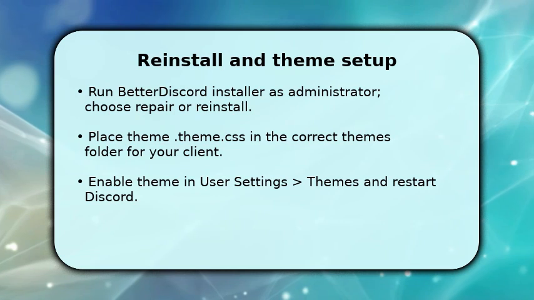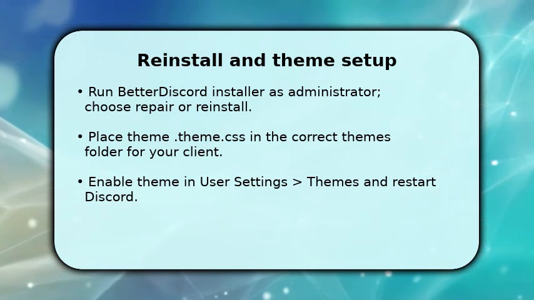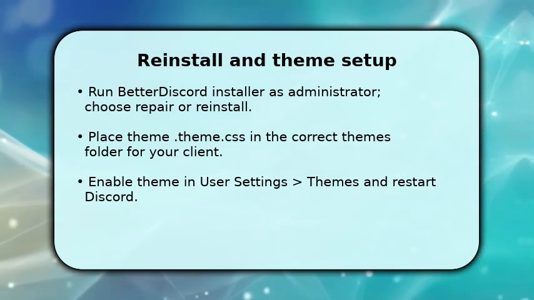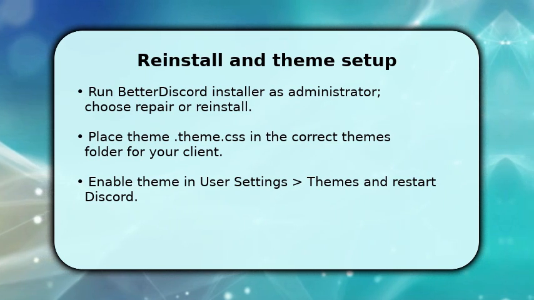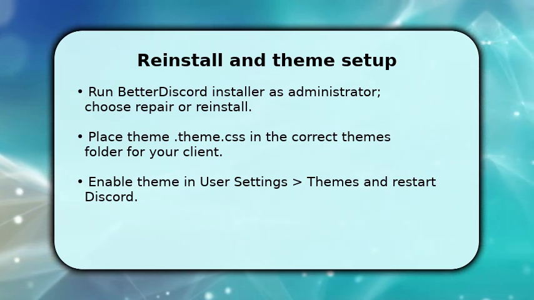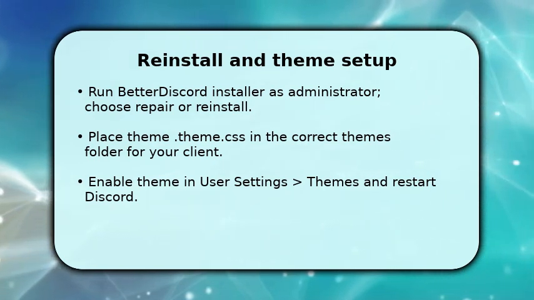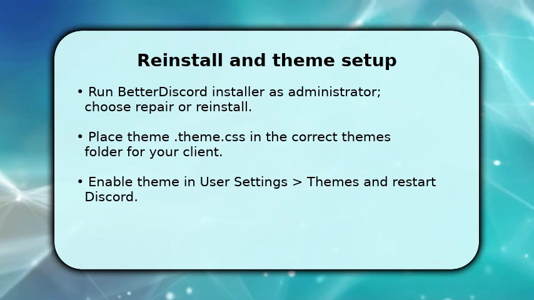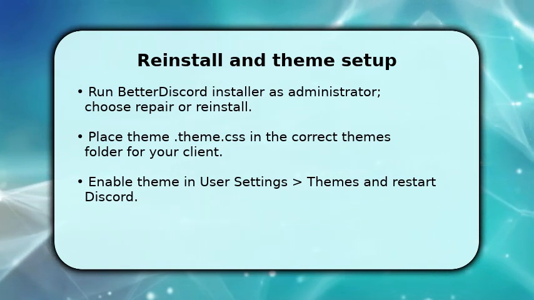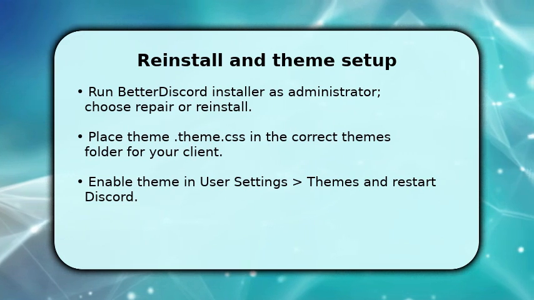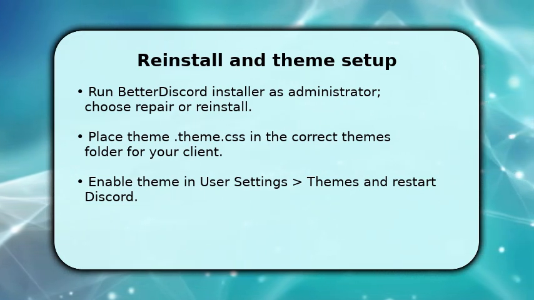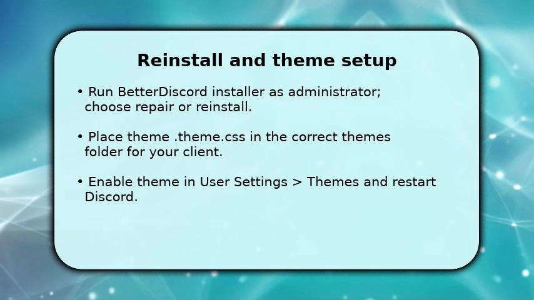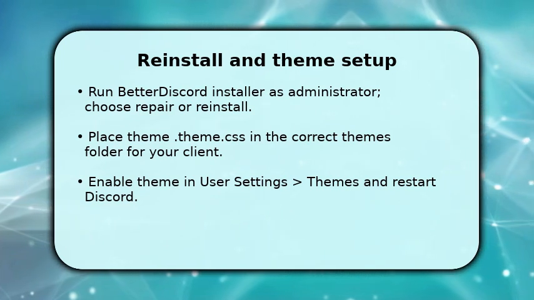Run the Better Discord installer as administrator and pick repair or reinstall to restore missing files. After that, move the theme CSS file into the active Discord client's themes directory, making sure the path matches the client you use. Then open Discord, go to User Settings, Appearance, and toggle the theme on. Restart Discord once enabled to allow CSS to load.